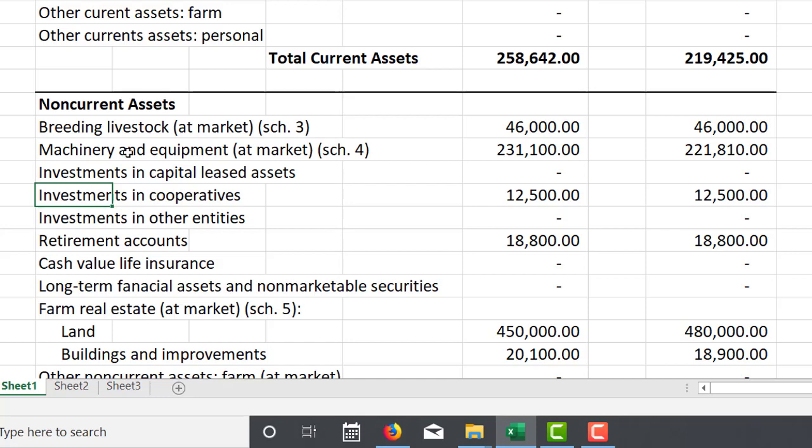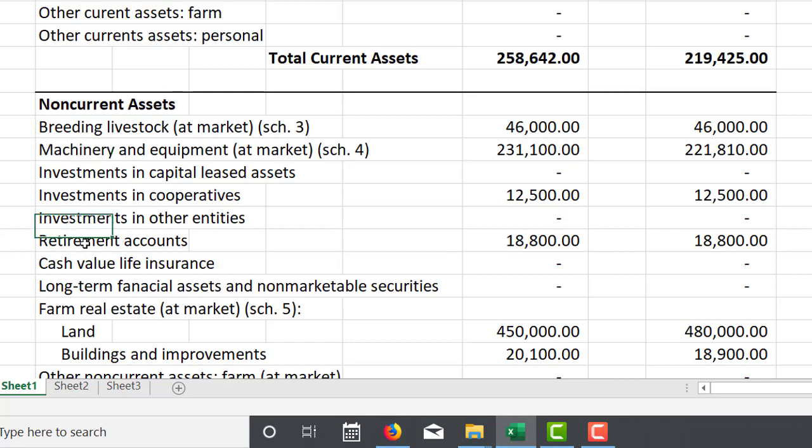Other items on this list, such as the breeding livestock and the machinery, are things that can be depreciated. So these are any assets that you're going to use over multiple accounting cycles, and there's probably going to be a depreciation schedule for these, or some type of schedule to show what the value of these things are at the market, which it seems to be how they've done the accounting here.